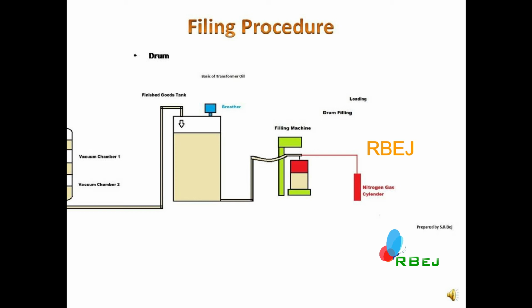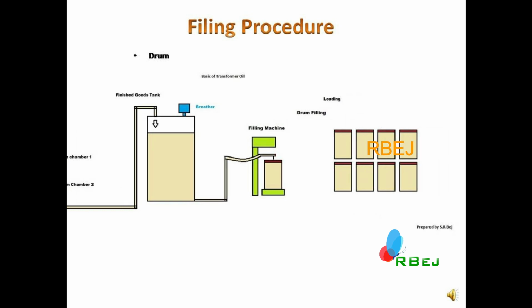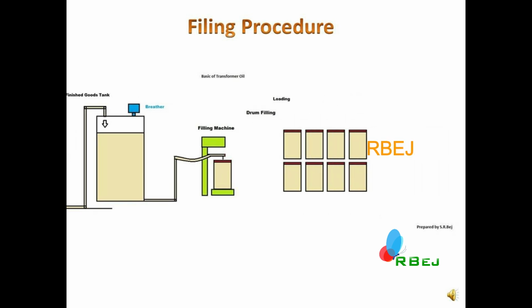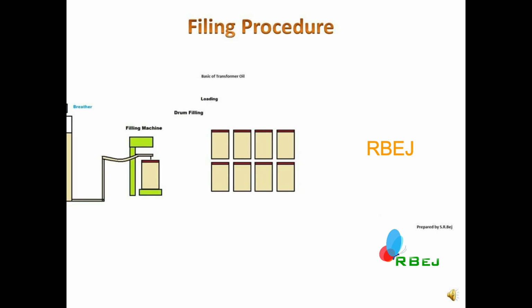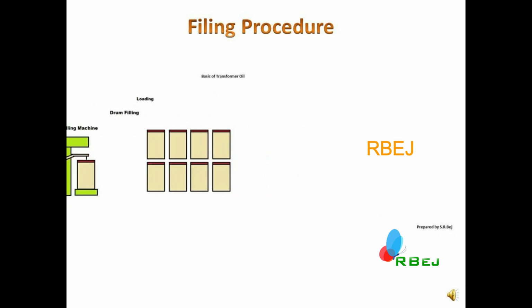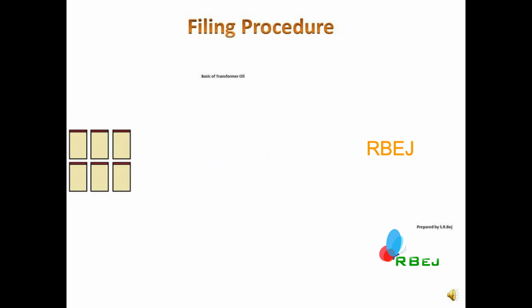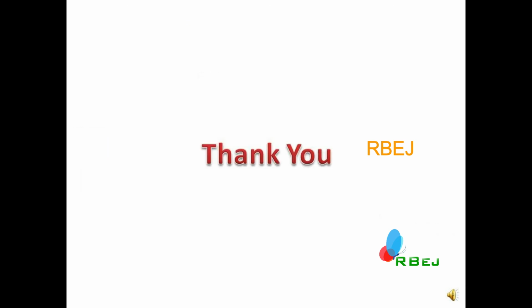Process of filling. First, flush the tankers or drums with transformer oil. After the quality parameters are fulfilled, go ahead for filling. Before filling, purge with nitrogen gas first. Nitrogen gas replaces air from the tankers or drums. Then start loading. Once the tanker is loaded, take a sample according to the procedure. Check the quality parameters. If OK, then we go ahead for dispatch. For drums, take a sample according to the procedure during filling. If OK, then we go ahead for dispatch.